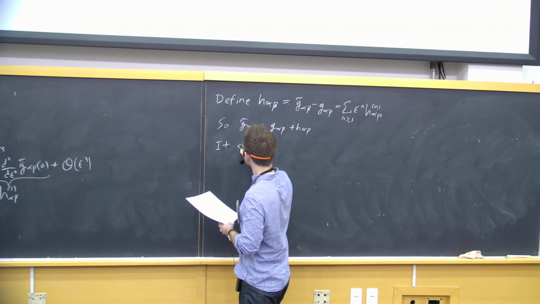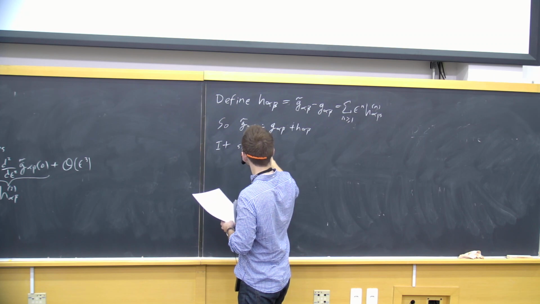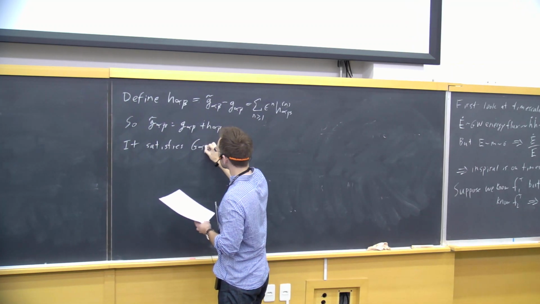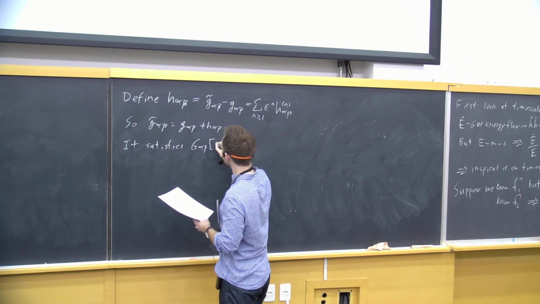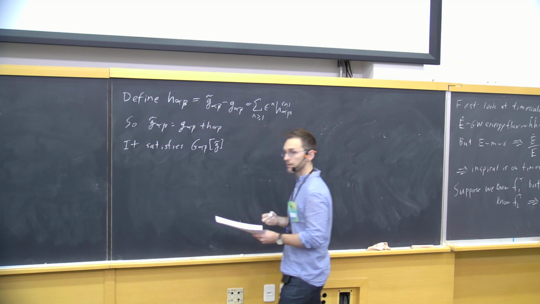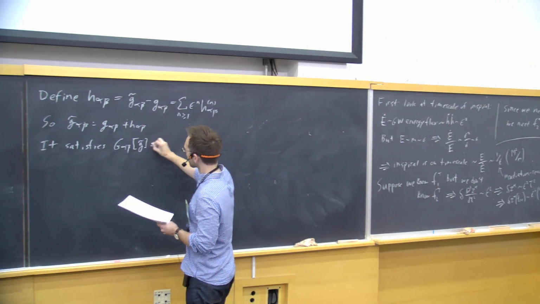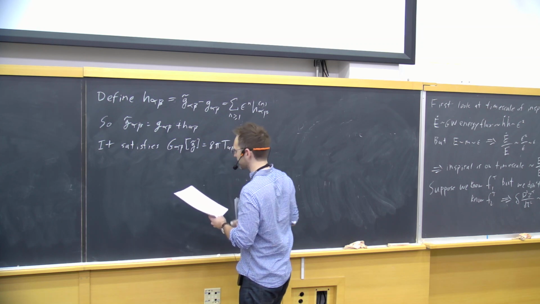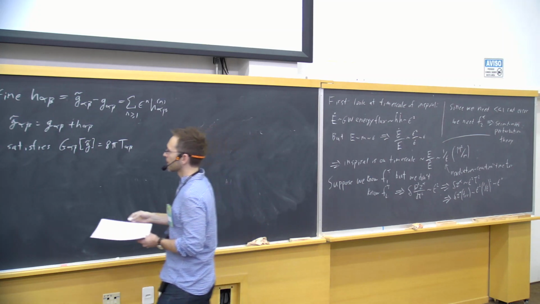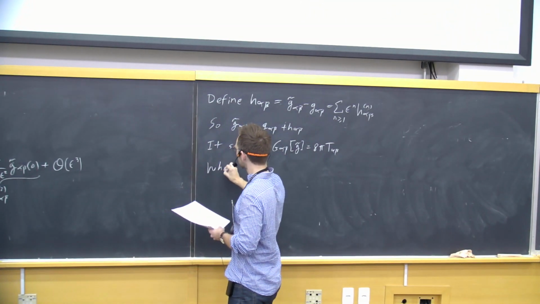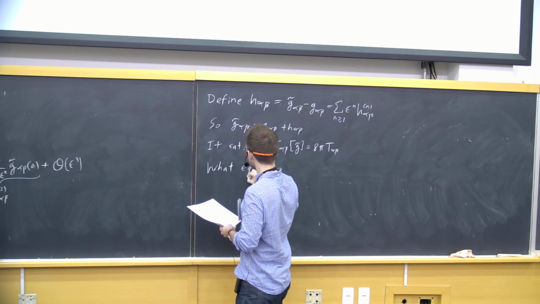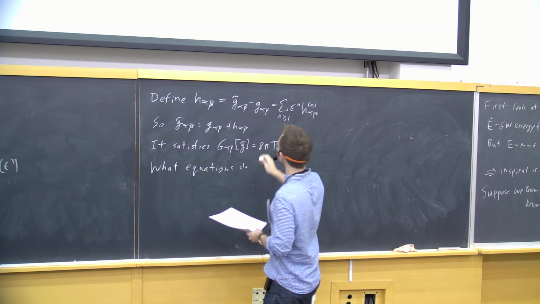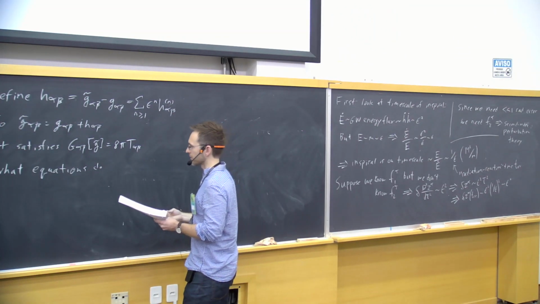It satisfies the exact Einstein equation, which I'll write as G alpha beta constructed from G tilde is equal to 8 pi T alpha beta. And then the main question is, what equations do these perturbations Hn satisfy?